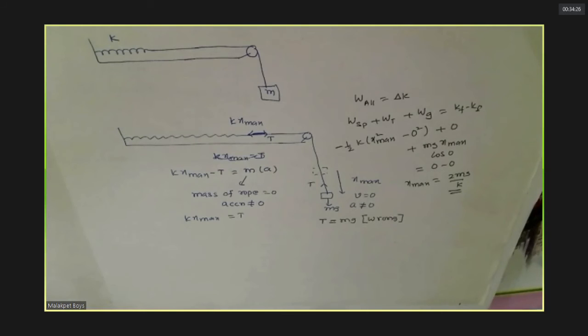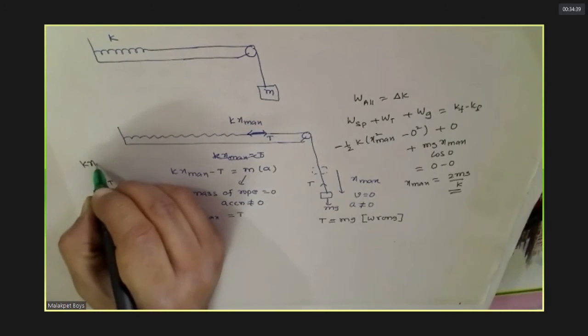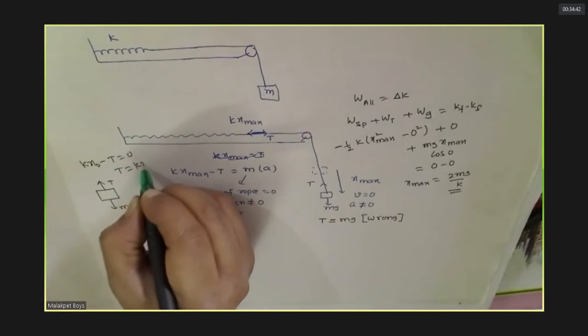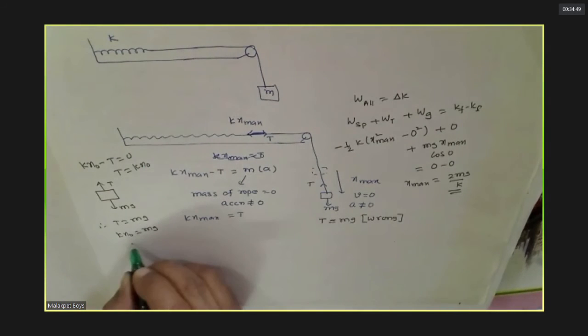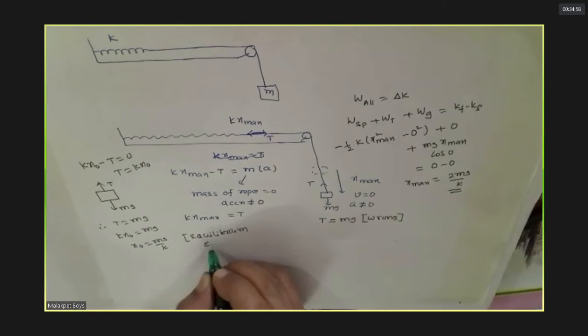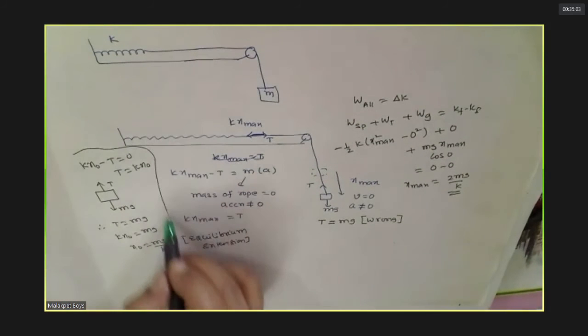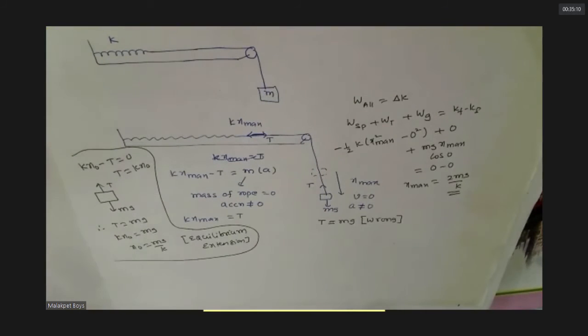Okay, and suppose we need equilibrium. At equilibrium, this tension is balanced by mg. With equilibrium extension, T equals kx naught. Therefore T equals mg, so kx naught equals mg. x naught is mg by k. This is what we call the equilibrium extension. Now we can see that equilibrium extension is half of maximum extension. Understood? Clear? Yes, sir.